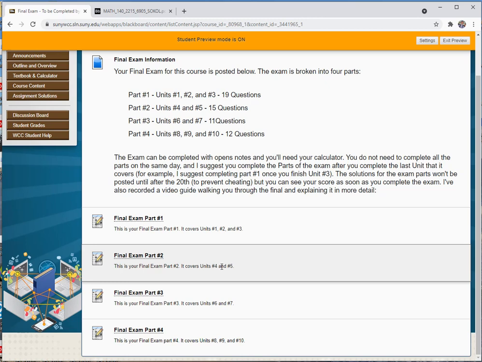You'll be able to see your score immediately on the exam. You just won't be able to see the solutions, to prevent cheating. The solutions to the finals will be released to you when you click under student grades. You'll be able to see the solutions after the 20th.